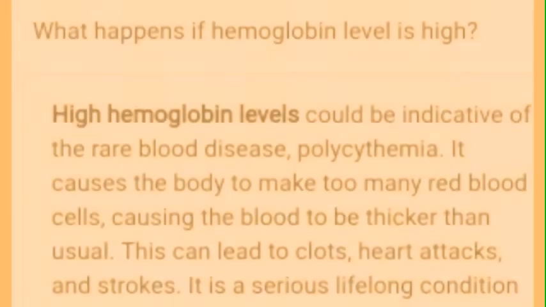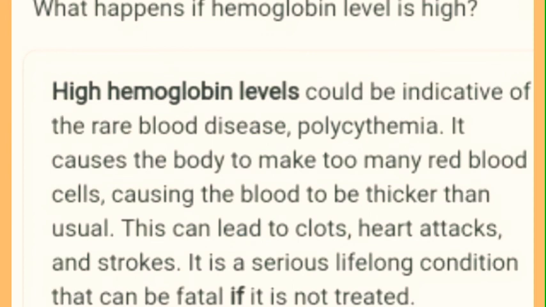What happens if hemoglobin level is high? It could be indicative of the rare blood disease, that is polycythemia. It causes the body to make too many red blood cells, causing the blood to be thicker than usual. This can lead to clots, heart attack and strokes. It is a serious lifelong condition that can be fatal if it is not treated.